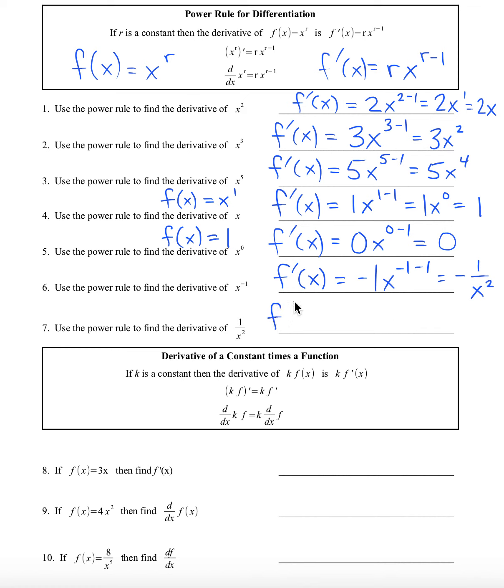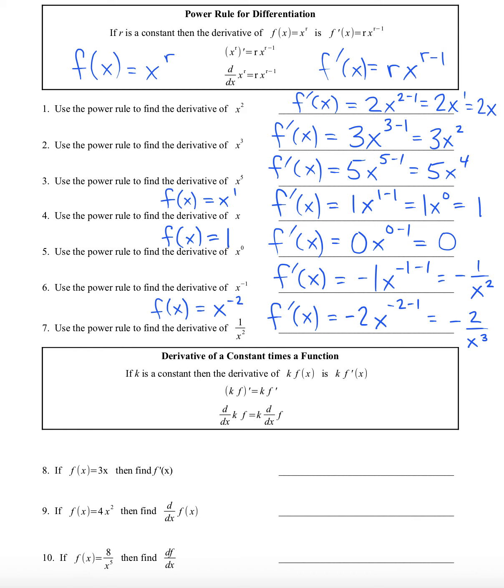And how about this one? It's worth noting that 1 over x squared could be rewritten as x to a negative 2 power. Now we can bring that negative 2 in front and subtract 1 from it. That would give us negative 2x to the negative 3, or negative 2 over x to the 3. That's the power rule.